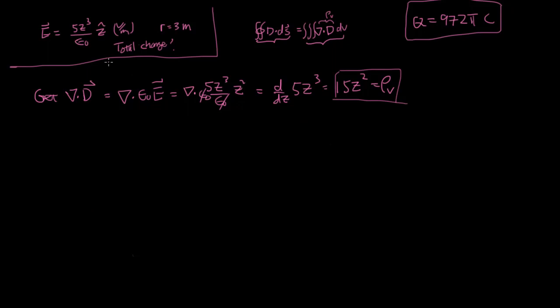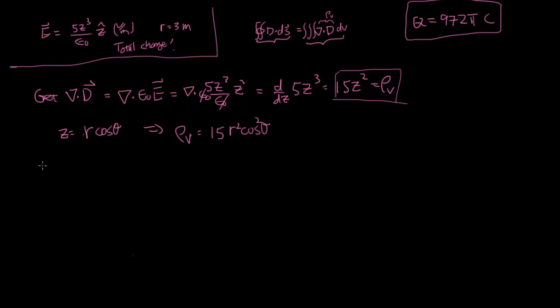Now, since from our previous discussion this is a sphere of radius 3, we'll want to convert this to spherical coordinates. So in that case, we use the fact that z is equal to r cosine theta, and just plug that sucker in. So you're going to get rho v is going to be equal to 15 r squared cosine theta squared.